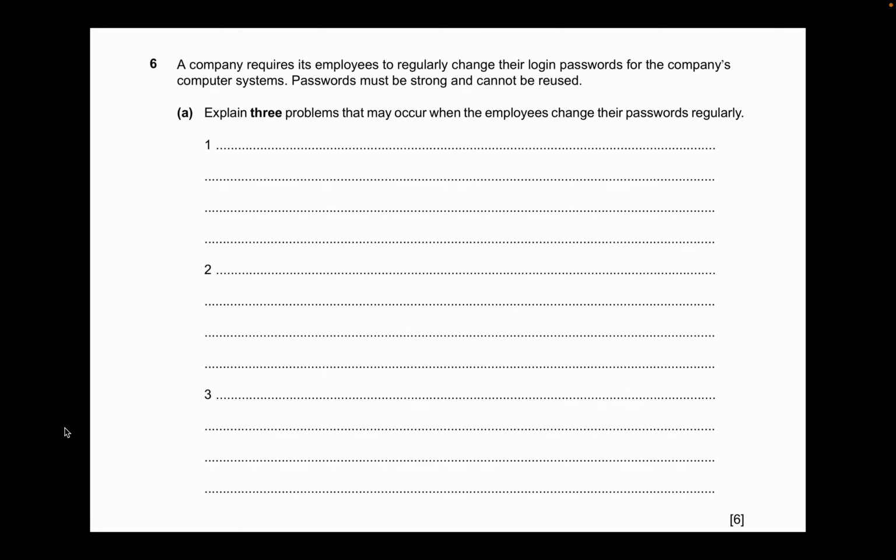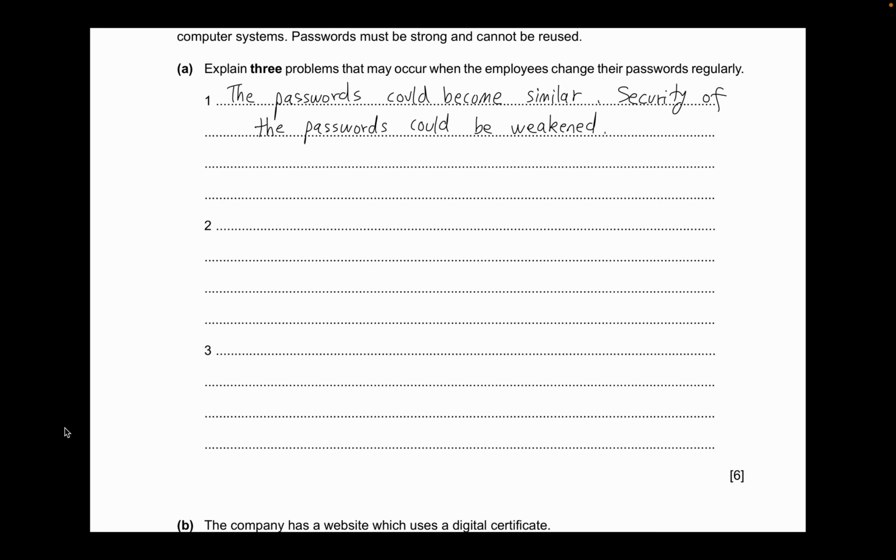So first of all, you can say that the passwords could become similar. Okay, so that means the security, right? The security of the passwords could be weakened. Okay, could be weakened.